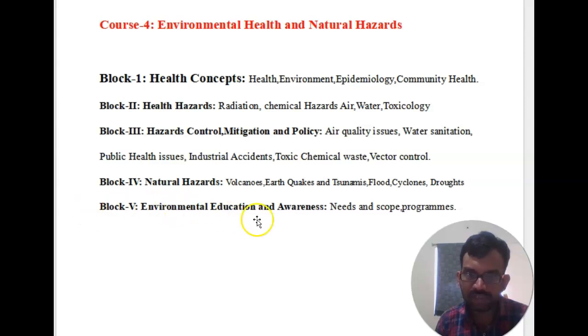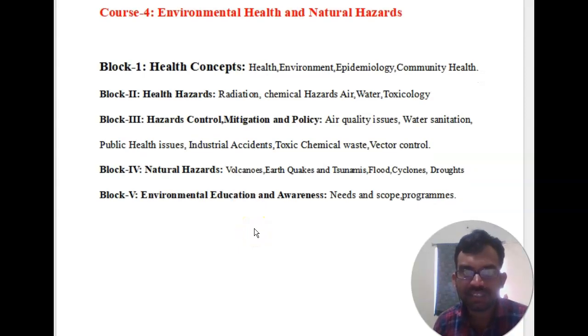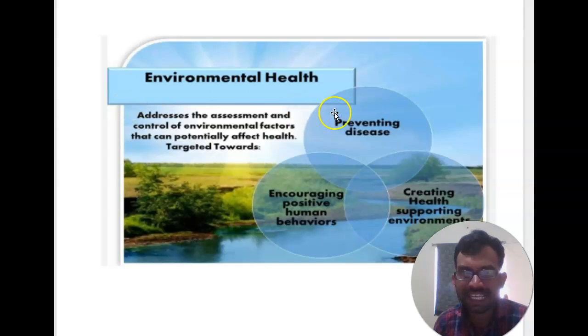The block 5 is environmental education and awareness. This is also very important, the need and scope of this program, how to build an environmental education system and awareness, and you need to bring in some institutions also. Now you can see here, environmental health addresses the assessment and control of environmental factors that can potentially affect health, targeted towards preventing disease and encouraging positive human behavior and creating health supportive environments.